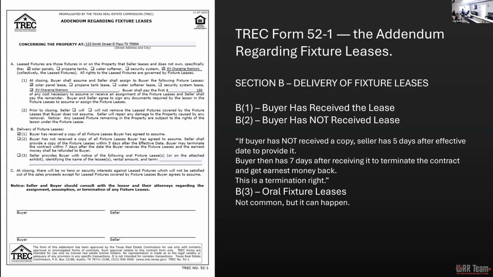Any questions about that one? Seems pretty weird to have an oral agreement on a lease, doesn't it? But I'm sure they have it there for a certain situation because it has happened.